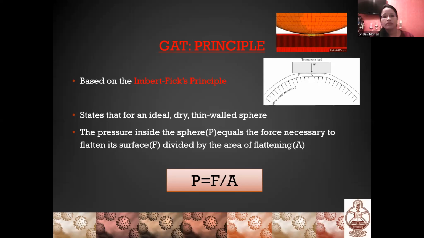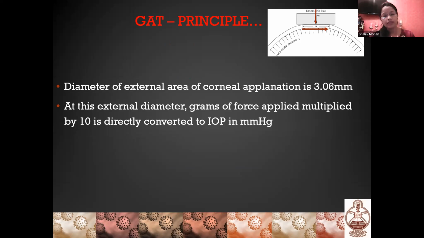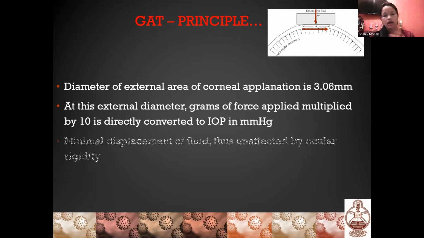Now, when we see the diameter, we know that this is a fixed area tonometer. So the diameter of the external area is 3.06 millimeter. At this diameter, the scleral rigidity is balanced by the capillary action of the tear film, and that is why the effect of scleral rigidity is minimal at this diameter, and that is why we take this diameter. So whatever reading we get, we multiply it by 10, and that is how we directly get intraocular pressure. Now let's see this assembly of the applanation tonometer.